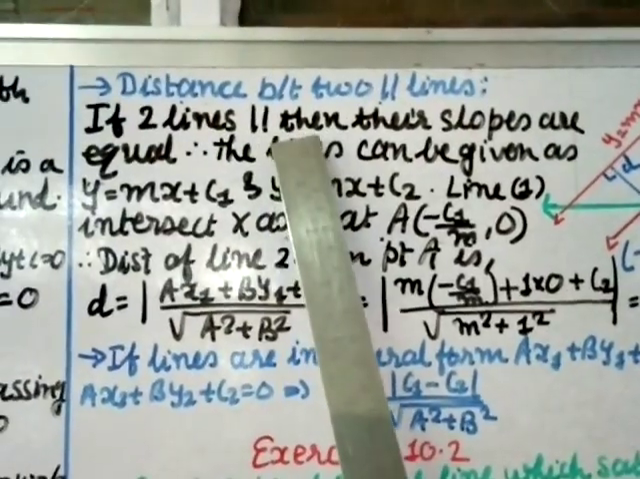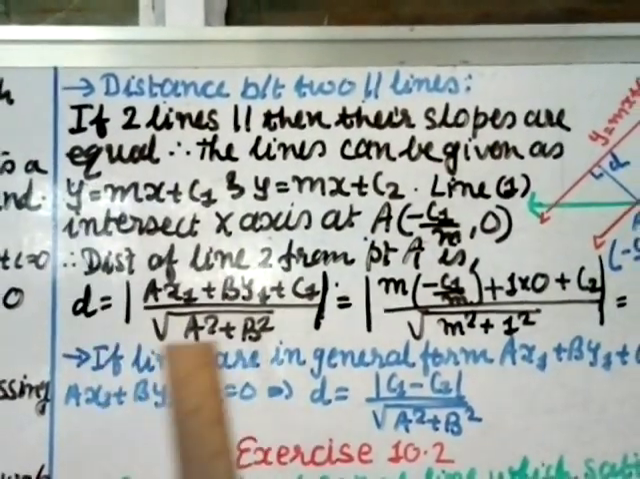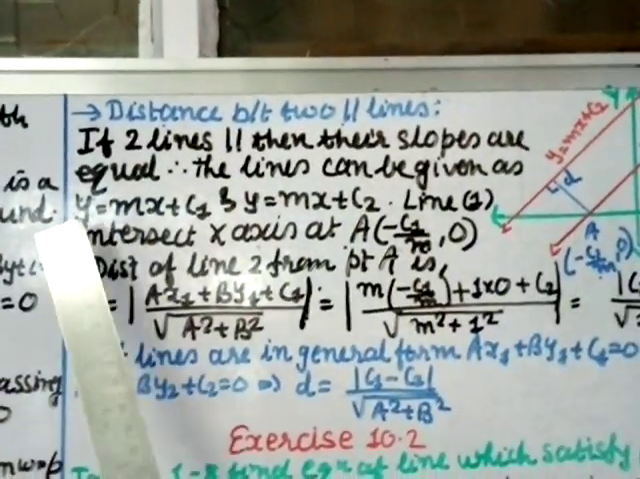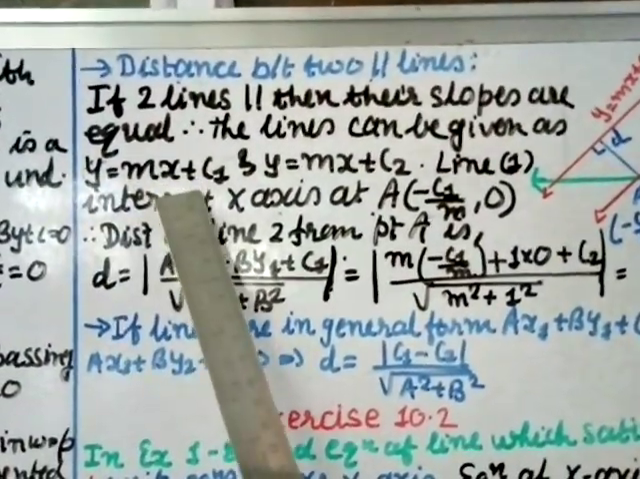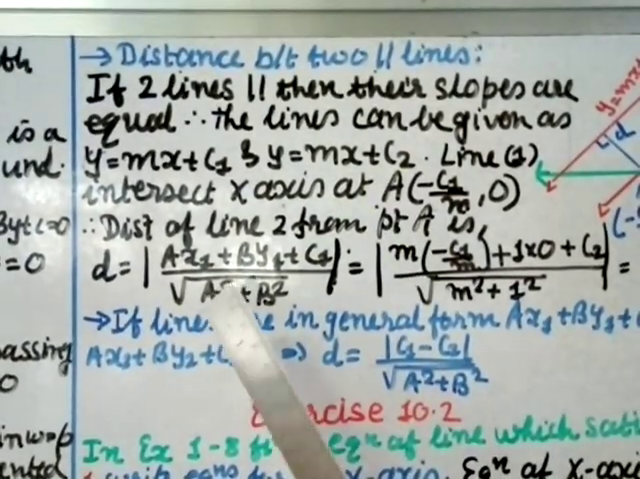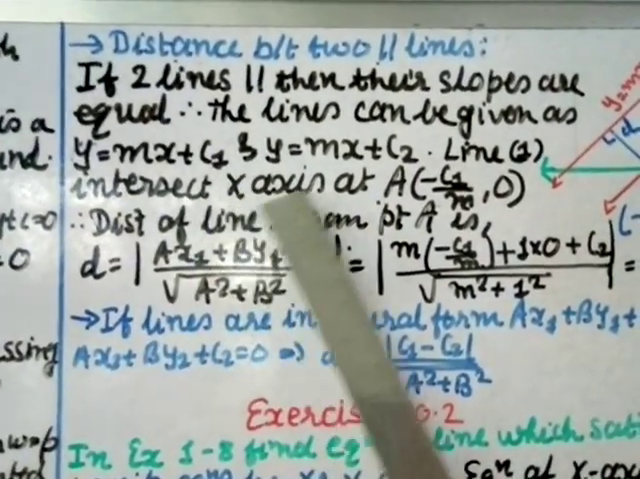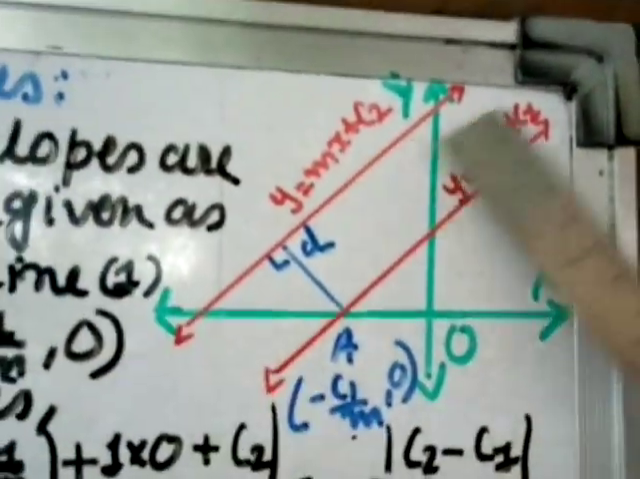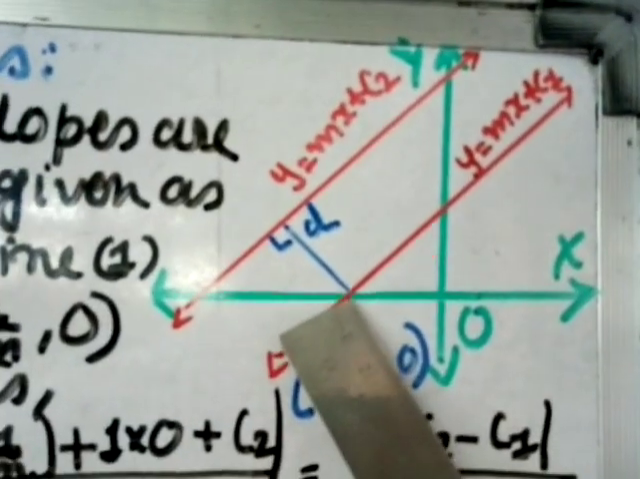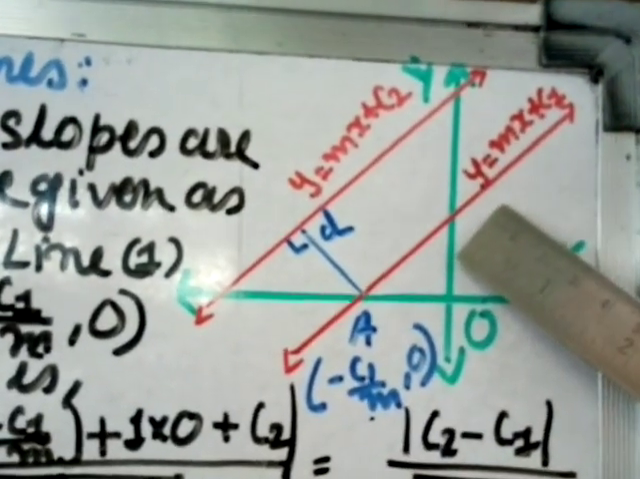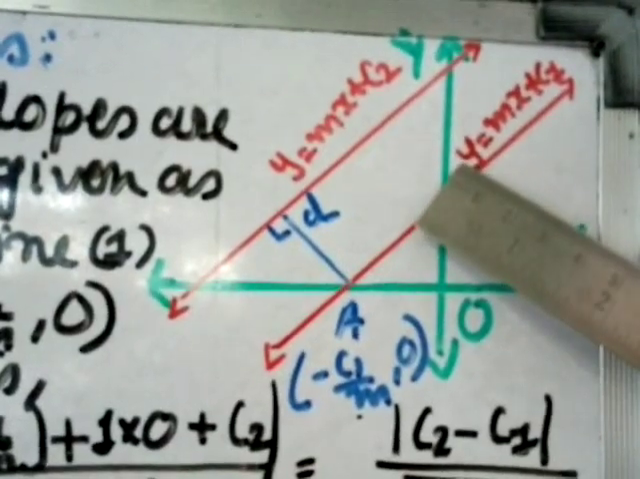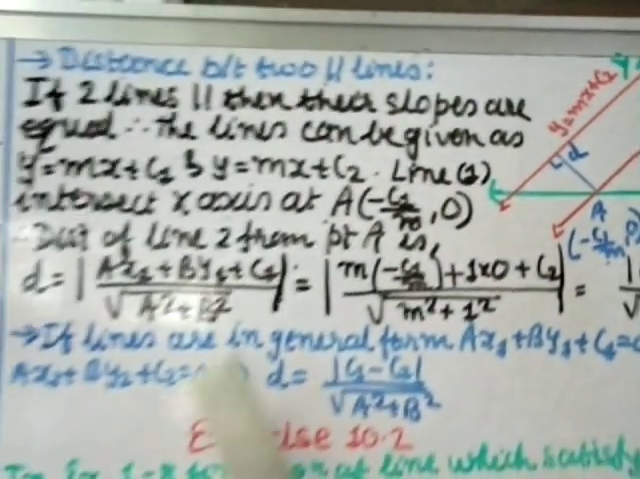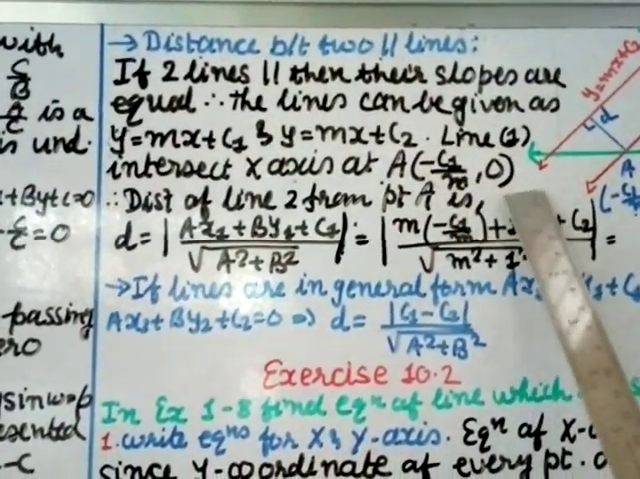If two lines are parallel, then their slopes are equal. Okay, as I said, the slope will be equal if the two lines are parallel. Therefore the lines can be given as y equals mx plus c1, this is line 1, and y equals mx plus c2, line 2. Okay, line 1 intersects the x-axis at, now this line 1 is intersecting the x-axis. So when it is intersecting the x-axis, you have to put the y value as 0. When you put y as 0, you get the x value as minus c1 by m, as we did before. So I get A equal to (minus c1 by m, 0).